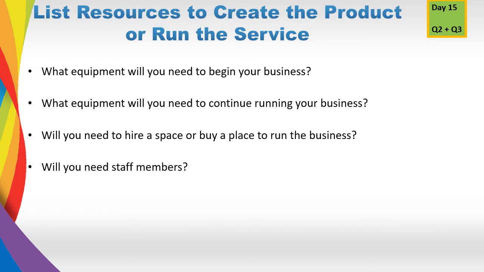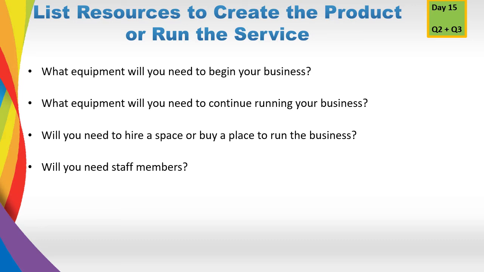So let's have a look at those in a little more detail. When we're thinking about listing resources to create the product or run the service, I would like you to think about what equipment you will need to begin your business. So this is before you've done anything else. What equipment do you need? If you're setting up a cookery service, you need pots, you need pans, you need gas, you need electric, you need an oven, you need safety equipment like oven gloves and aprons. The list goes on. You need so much stuff before you can even produce a product.